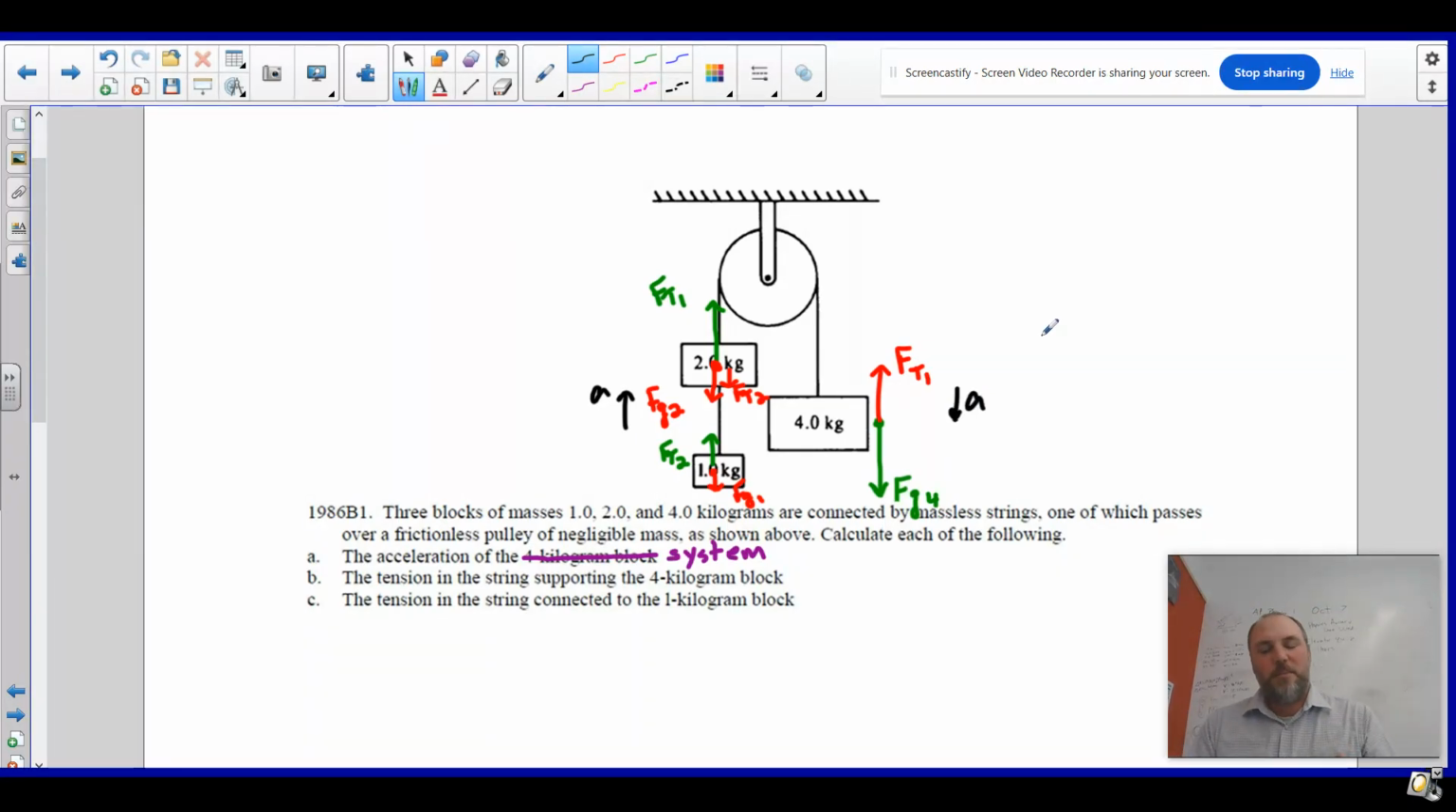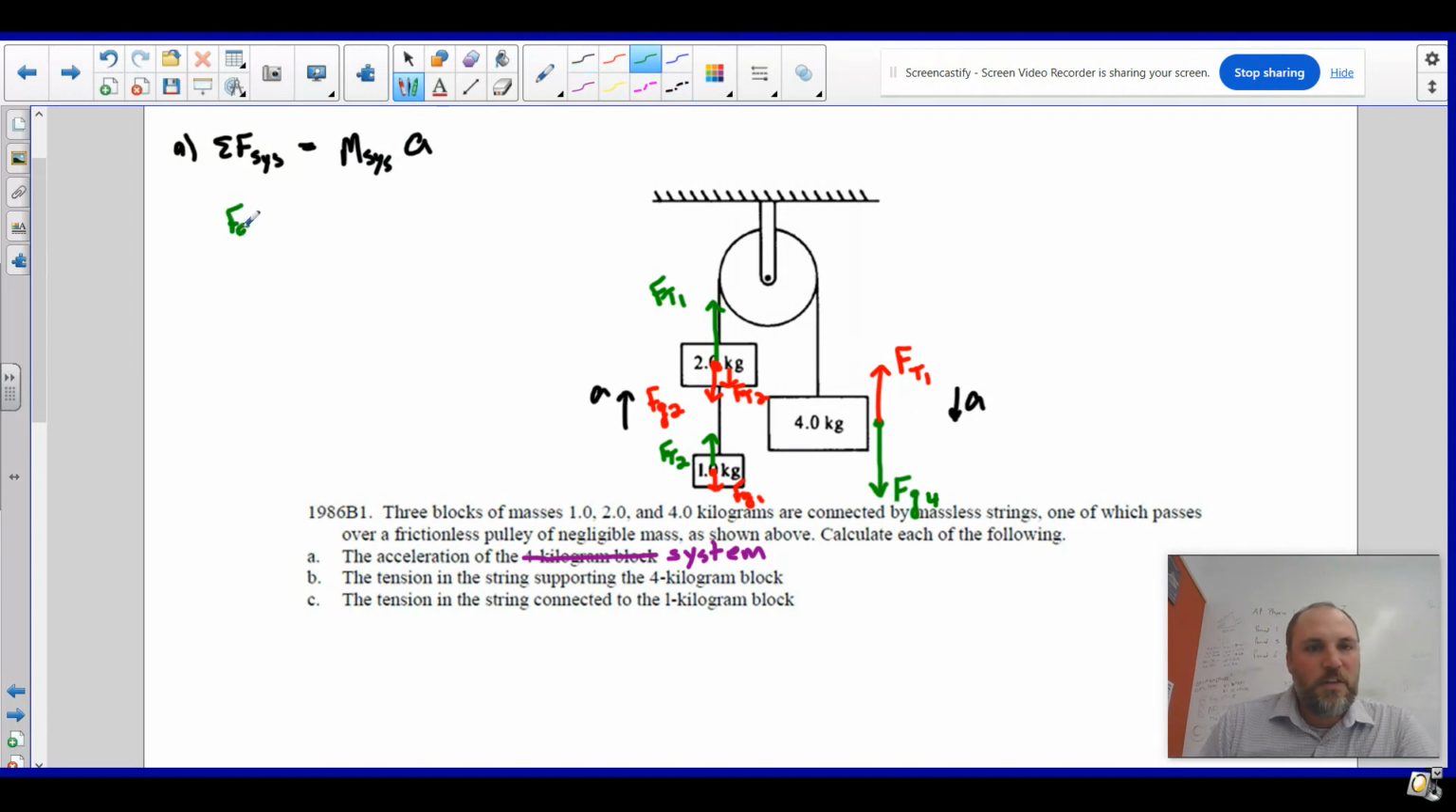So basically, everything on the left has an upward acceleration, and the 4 kilogram on the right has a downward acceleration. Since they move together with a tight string, they're all going to have the same magnitude of velocity and magnitude of acceleration. So that allows me for part A to just sum the forces on the entire system and set that equal to the mass of the system times the magnitude of the acceleration. So I'll do that by summing all of the forces.